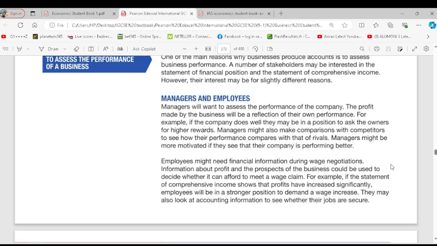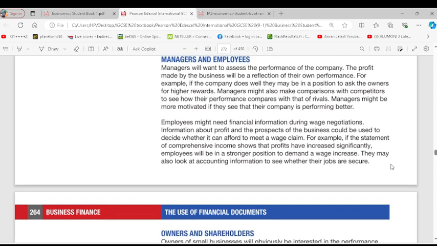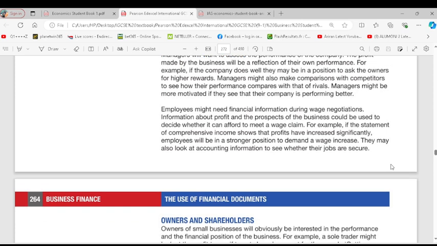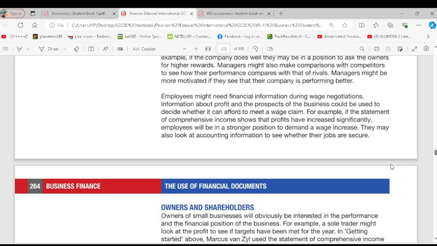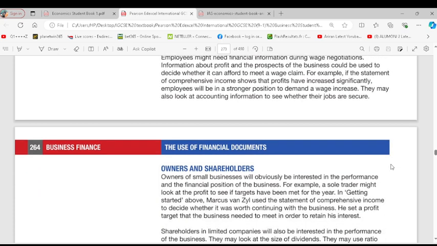Now, employees also work in the business, right? Employees might need financial information during wage negotiation. Information about profit and the prospects of the business could be used to decide whether it can afford to meet a wage claim. For example, if the statement of comparative income shows that profits have increased significantly, employees will be in a stronger position to demand a wage increase. They may also look at accounting information to see whether their jobs are secure.